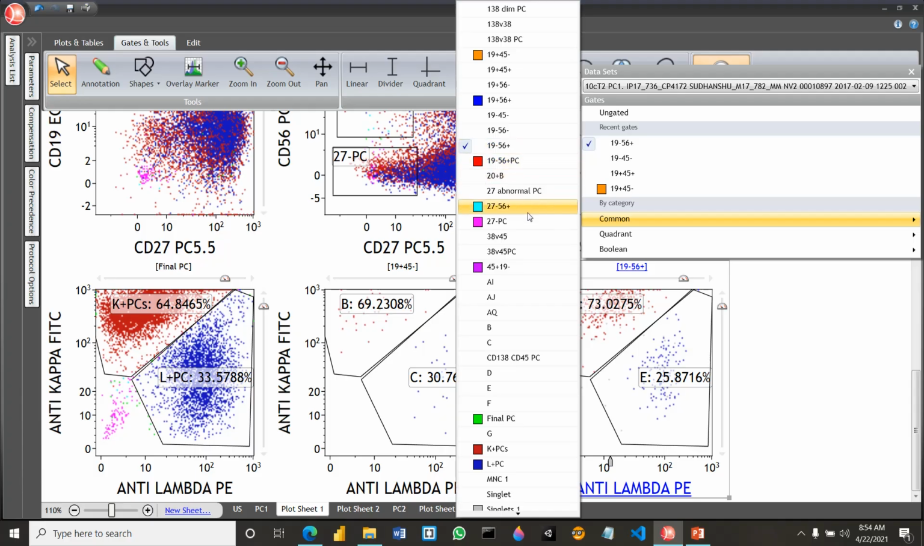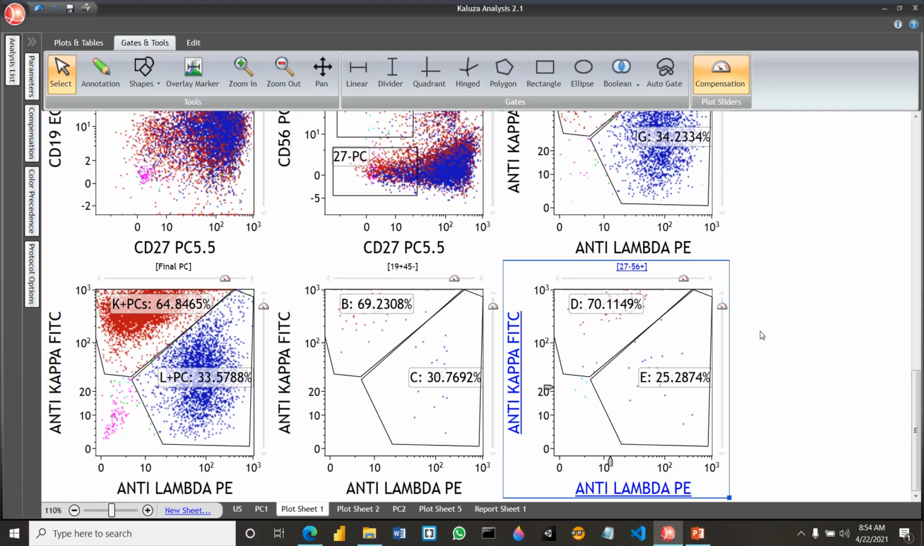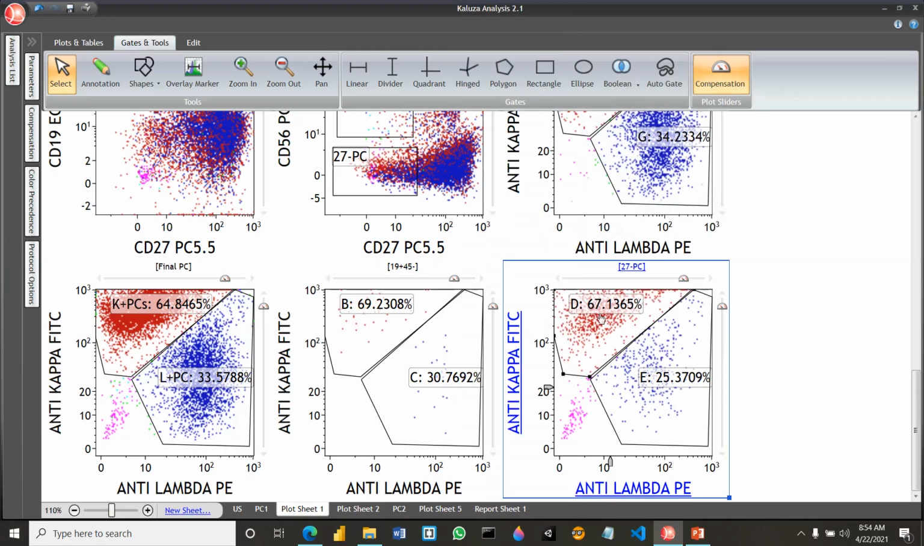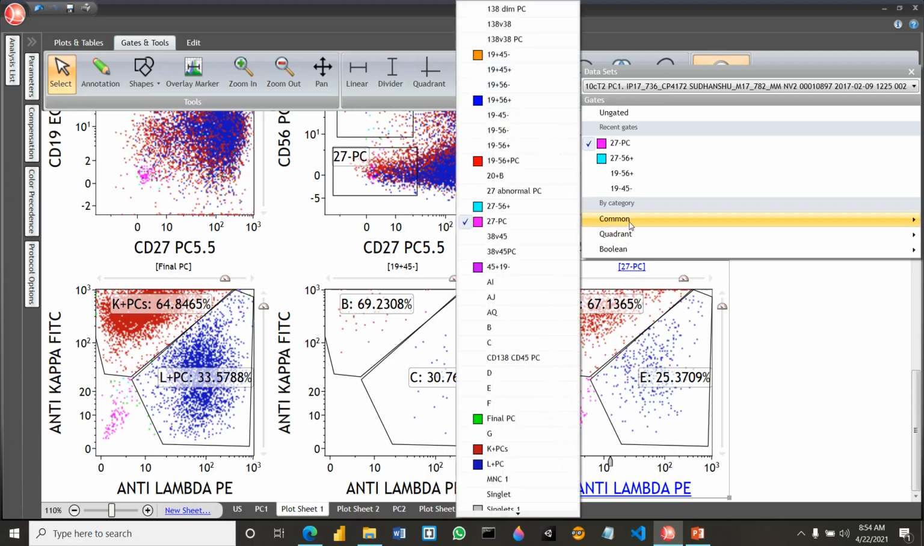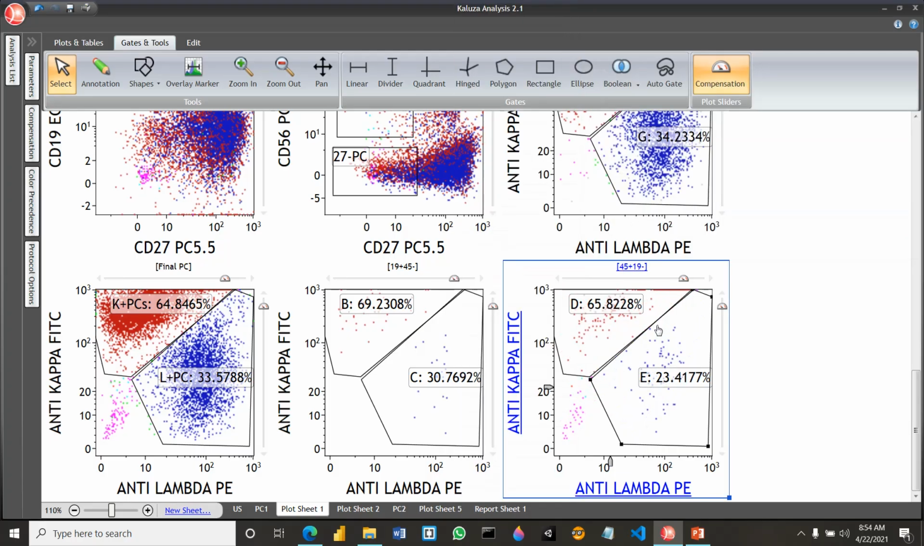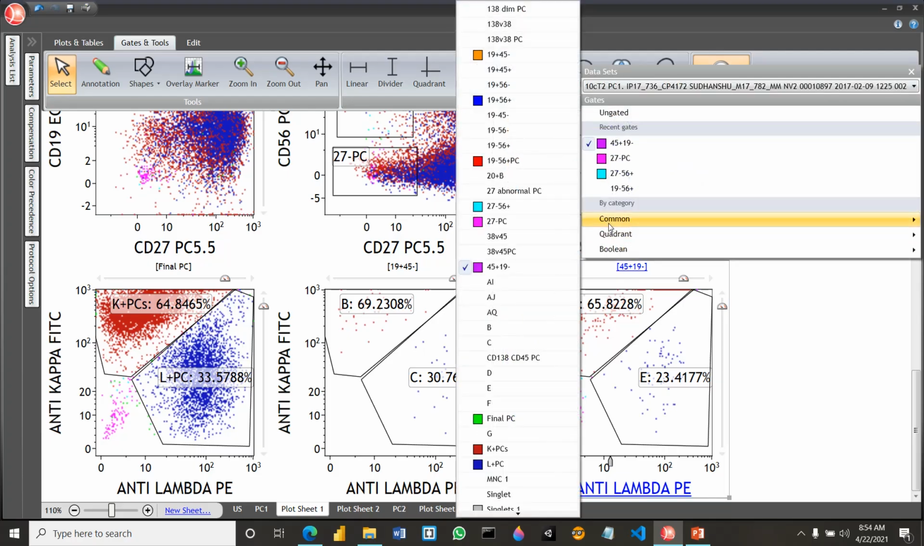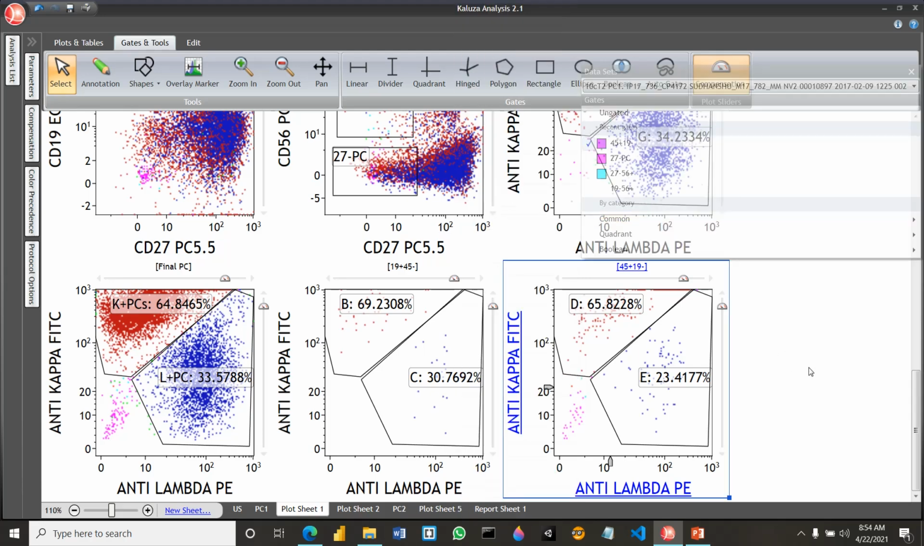And then we had 19 negative, we have seen that. Then let's look at 27 negative, 56 positive. In fact those are also polyclonal. So even the 27 negative population also is not helpful. Loss of 27 can also be seen in polyclonal plasma cells. Only 27 negative plasma cells, those are also polyclonal. What else? Then 45 positive, 19 negative, those are also polyclonal. So all possible combinations we had looked at.